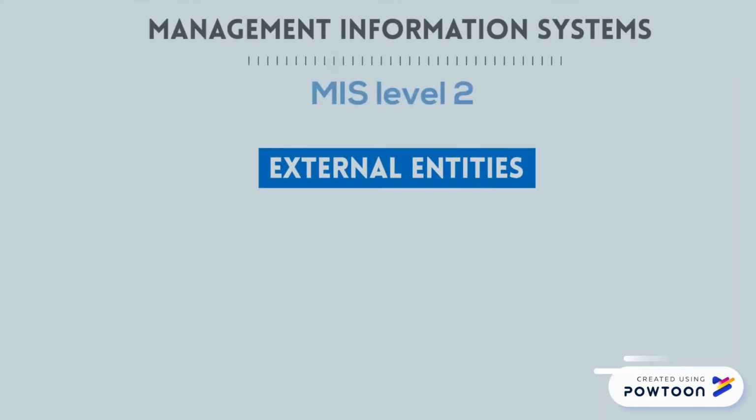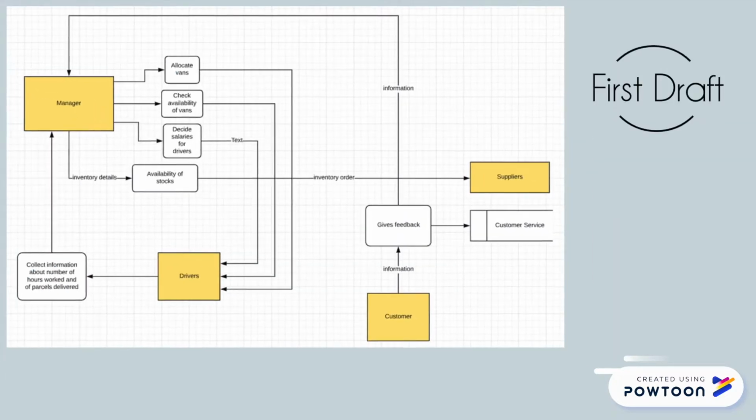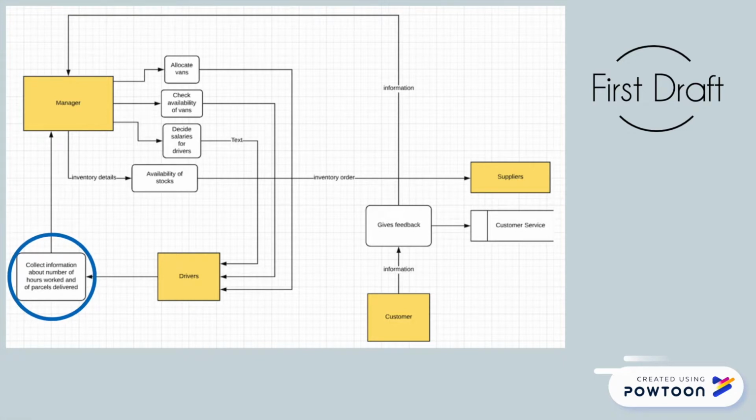The 4 external entities in the MIS include manager, driver, supplier, and customer. Our first MIS shows drivers providing their information regarding their work and deliveries. Then, the manager is seen allocating, checking van availability, and deciding driver salaries. They also check stock availability with suppliers and are provided with customer feedback to judge drivers' performances.